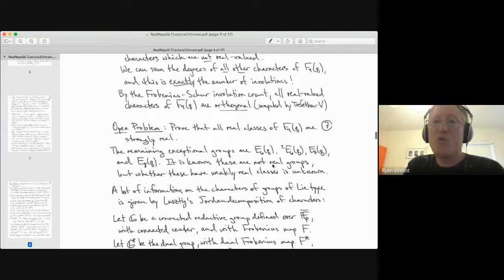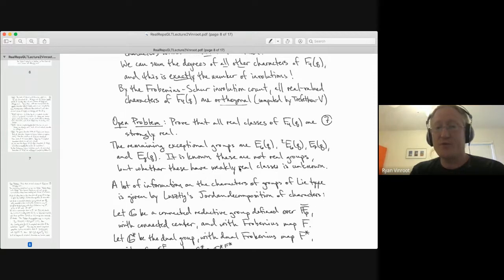Yeah. So what about these remaining exceptional groups? Now this is actually exactly what Debendra was talking about. Knowing something about the semi-simple classes will tell us a lot, and it tells us a lot through the Jordan decomposition of characters. So let me remind you what the Jordan decomposition of characters is, which is essentially Lusztig's parameterization of all of the irreducible characters of these groups.